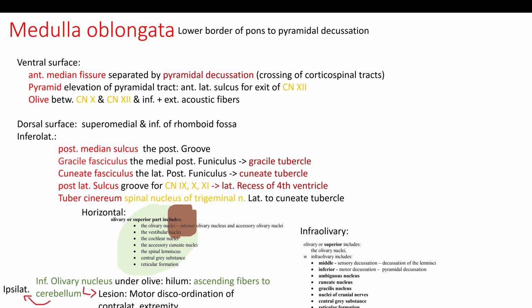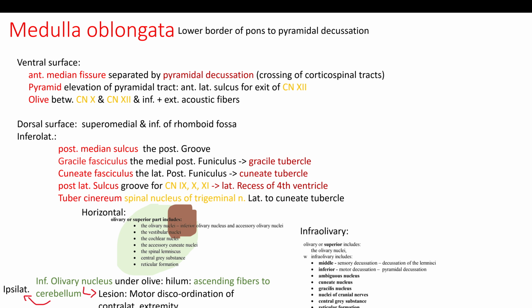Laterally is located the anterior lateral sulcus, where CN XII exits. Then the olive: a prominence produced by the nuclei below, located between the outlets of CN X and CN XII. The inferior part of the olive is covered by the external arcuate fibers. The dorsal surface includes the superior medial or inferior part of the rhomboid fossa.